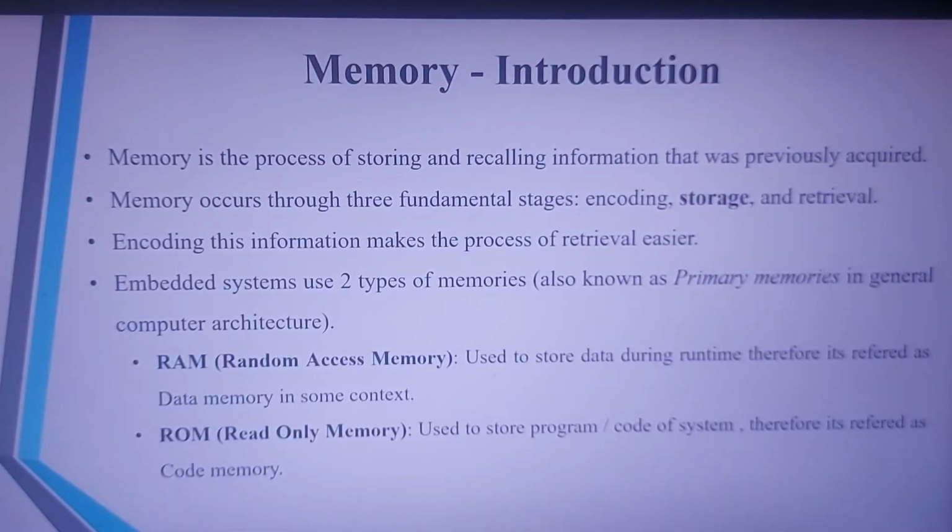So what is a memory? Memory is basically a storage device which stores information that can be read or recalled as and when it is required. The operation happens through three fundamental stages. The data has to be encoded into a proper format, then it will be stored, and as and when required, it will be retrieved. So encoding, storage, and retrieval are the three stages in which memory operates.